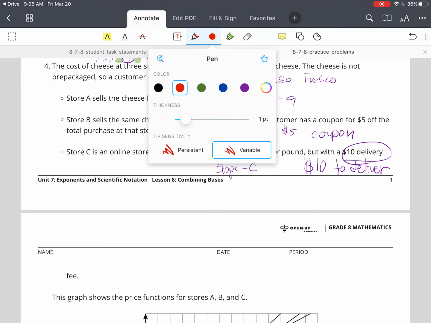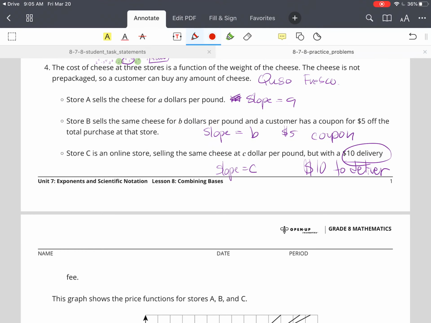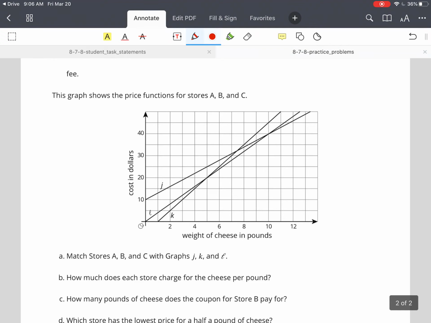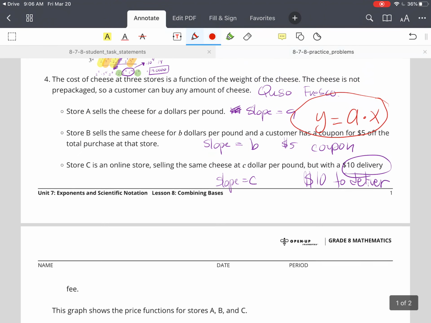So, here, how do I want to do this? Okay, so the equation for the first one is just going to be y equals a times x. We don't have a starting value because we're not getting charged to deliver, and we're not saving any money with a coupon. Oh, that's a good song also. So y equals ax. This means it's going to be crossing here at 0.